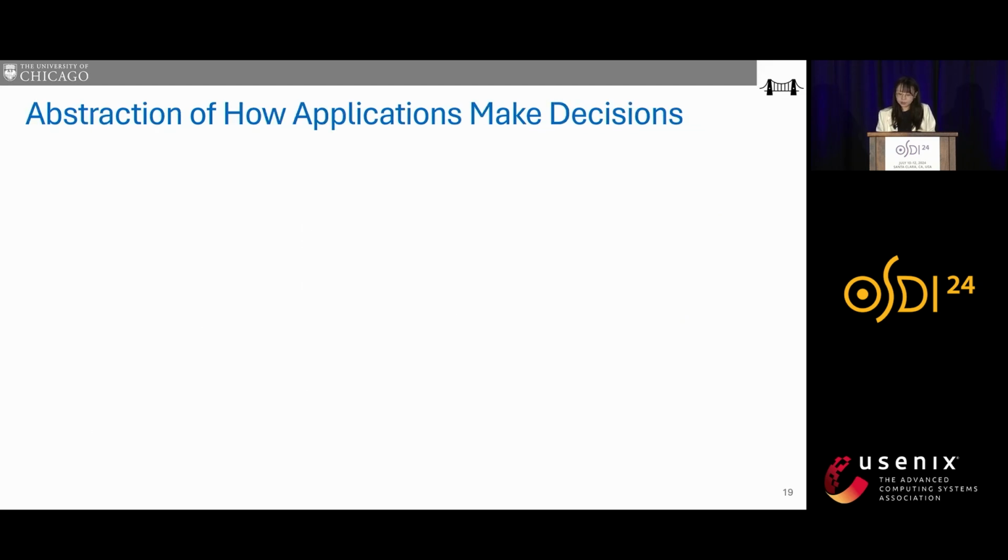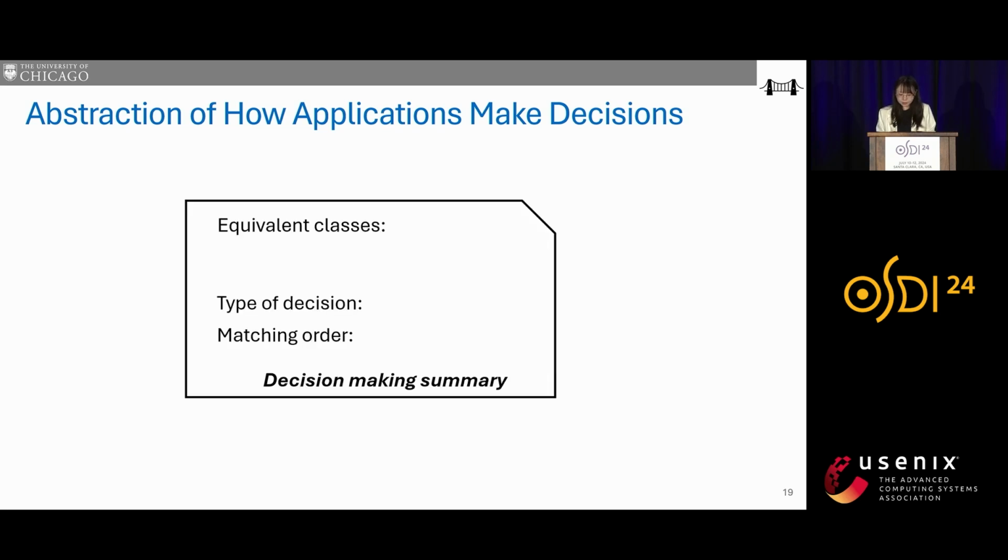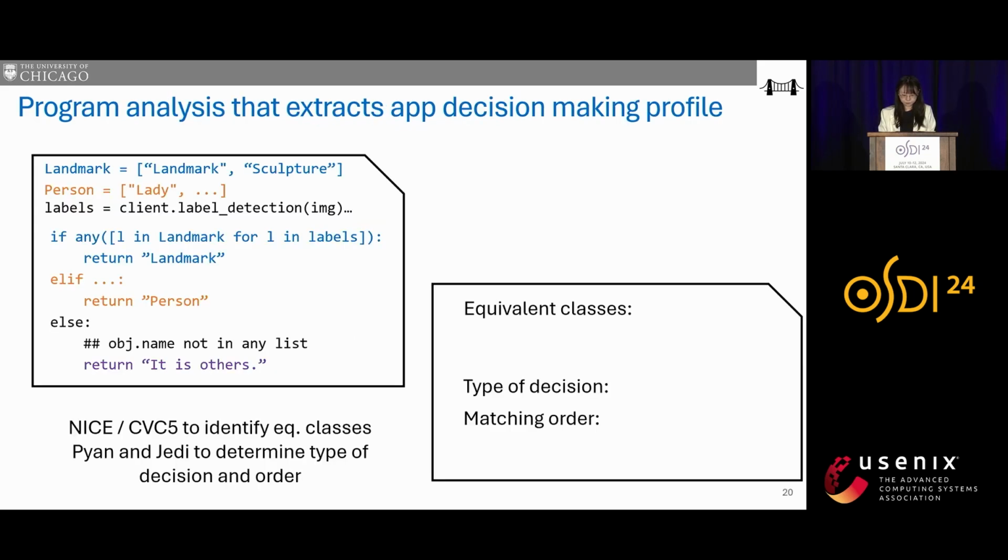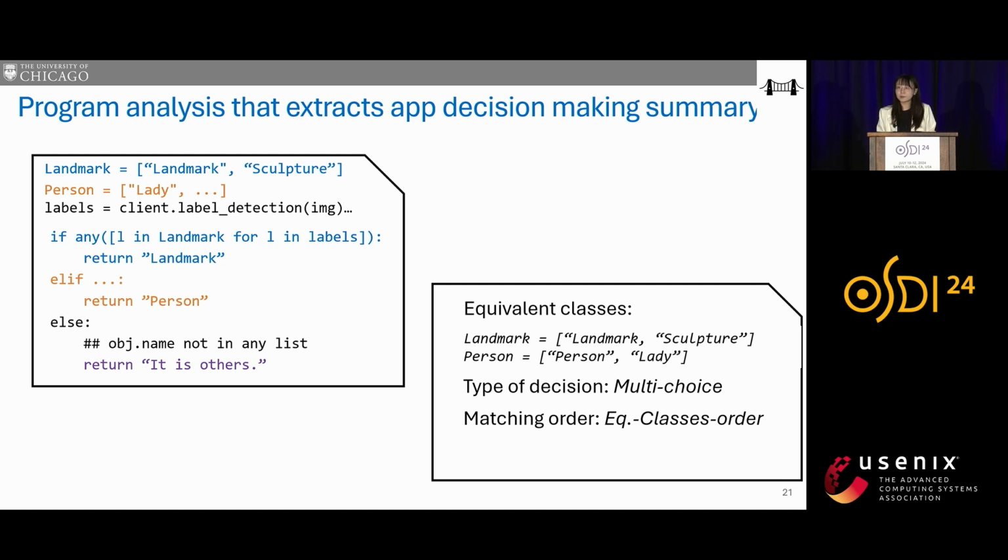So now that we have understood that an ML model's error may or may not be critical to an application, let me now introduce our solution, ChameleonAPI. Due to the time limit, I'll only talk about it at a very high level. So we first define an abstraction called decision-making summary that reflects how applications make decisions. We have also designed a static analysis routine to automatically extract the decision-making summary from the source code using program dependency analysis and others. For example, this is what our analysis will extract for the landmark application.